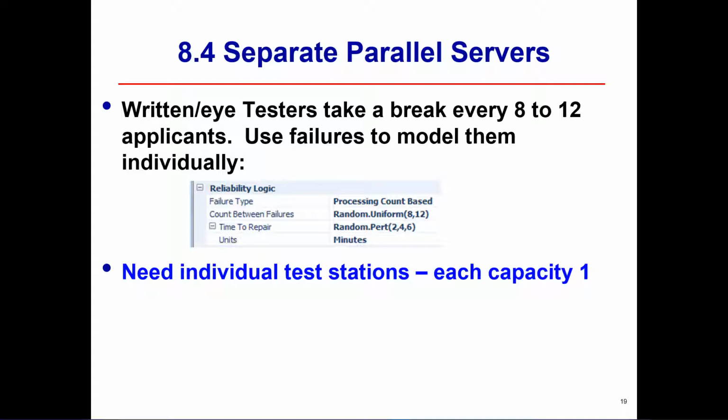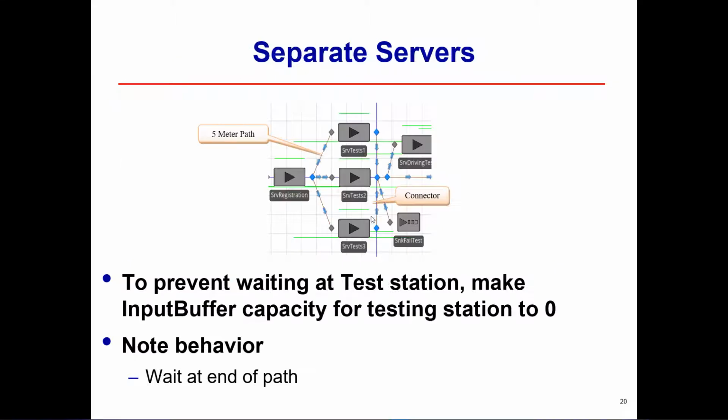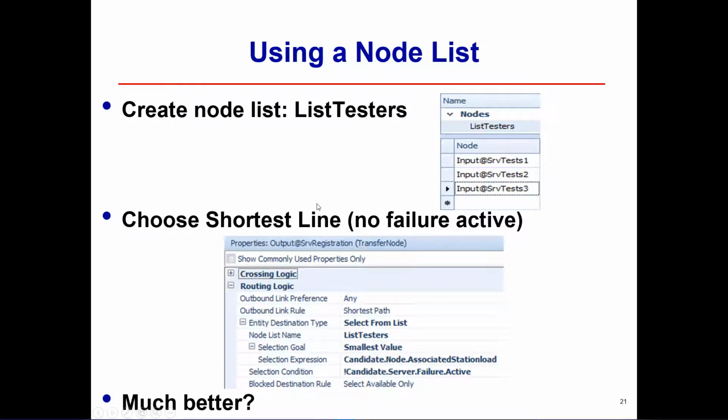So in this case, we need to first separate the tester section with a capacity of 3 into 3 different tester sections, each with a capacity of 1. And we see how it looks afterward. Also, we don't want the applicants to wait in the server input buffer. We want them to wait at the output buffer of the registration area. Actually, we want them to wait in this registration area.